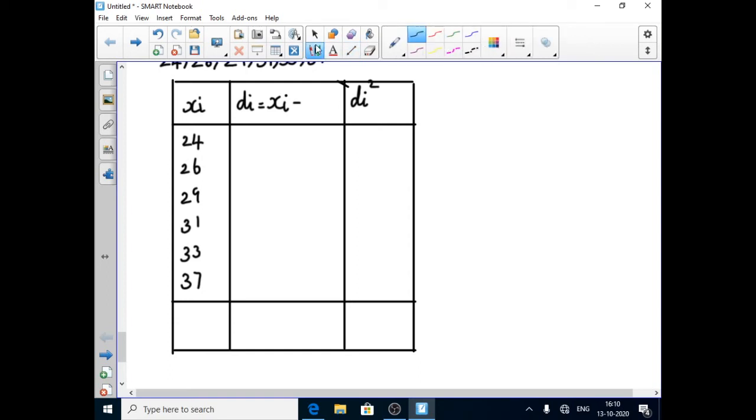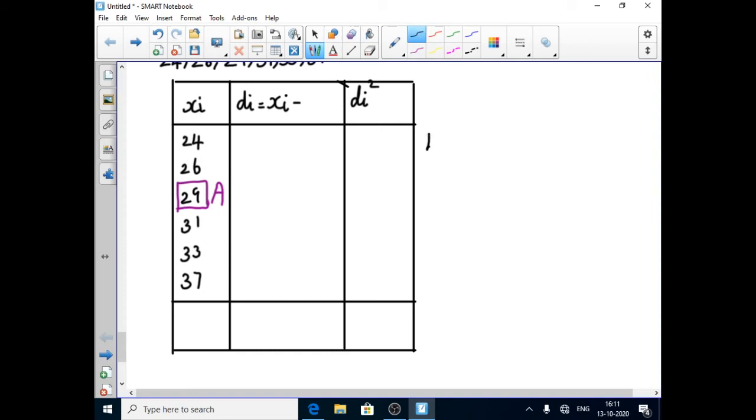So for finding mean and standard deviation, I draw the diagram like this. For the xi value, I want to choose the assumed mean. For the assumed mean, we have to take the middle value. I take the value as 29. Any value you can take, either 29 or 31. I take this one as the assumed mean.